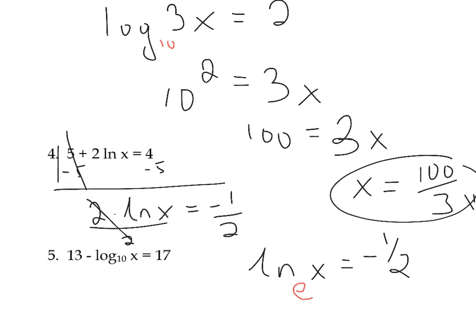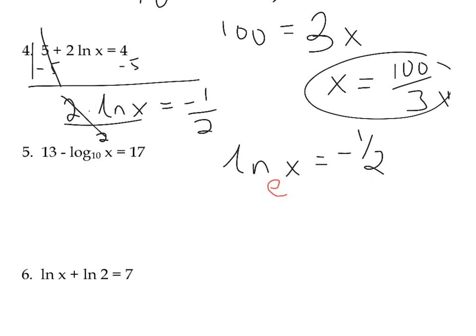You rewrite it this way. e raised to -1/2 equals x. So this is e raised to -1/2 is equal to x. Take your calculator out and press e. e is basically next to the division sign, so you do second e raised to the -1/2 power, and my calculator says that x is approximately 0.61. That's 2 decimal places.